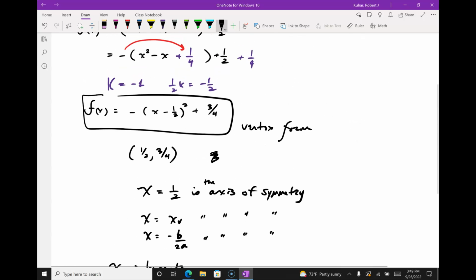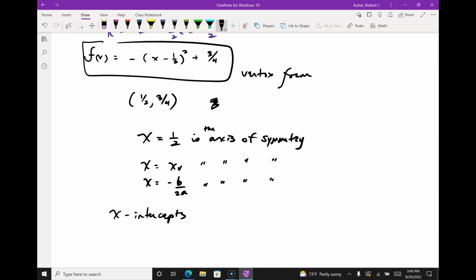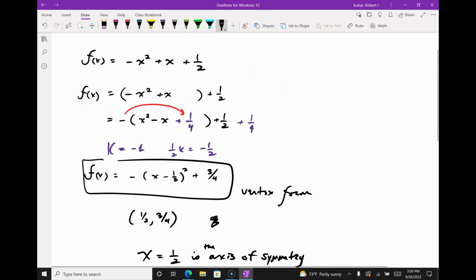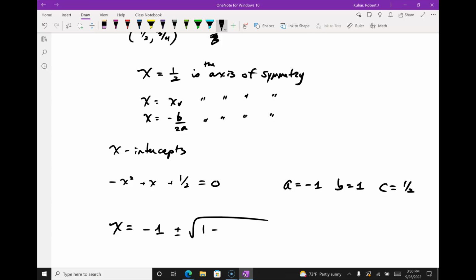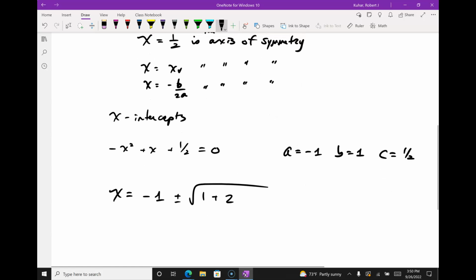So I'll do quadratic formula again, okay? I had minus x squared plus x plus 1/2 equal to 0. Is that right? Is that my original? Yep. So I know a is -1, b is 1, c is 1/2. X equals minus b plus or minus the square root of b squared minus 4 times a times c, all over 2a.